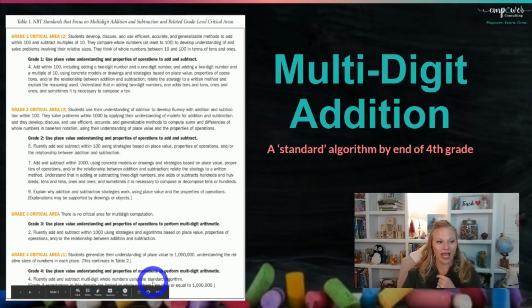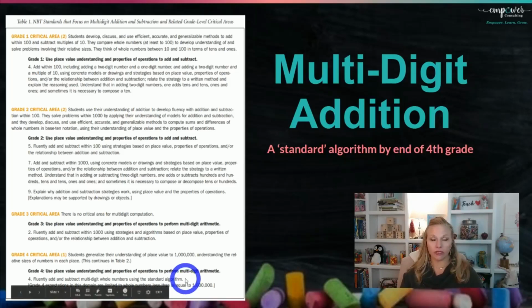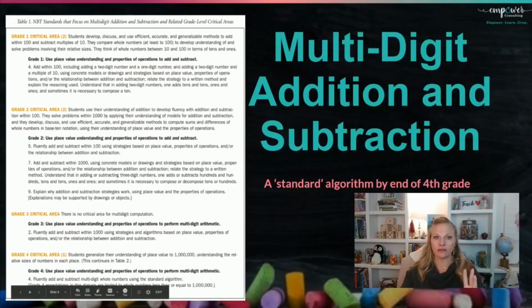Fluently add and subtract using the standard algorithm. Now, we can all argue about what standard means. We're going to say, for the sake of tonight, that it's one of those 4 methods I just showed you. Okay, show all totals, new totals above, new totals below. So I guess 3 different methods. Okay, one of those by the end of 4th grade. So then we get to subtraction.